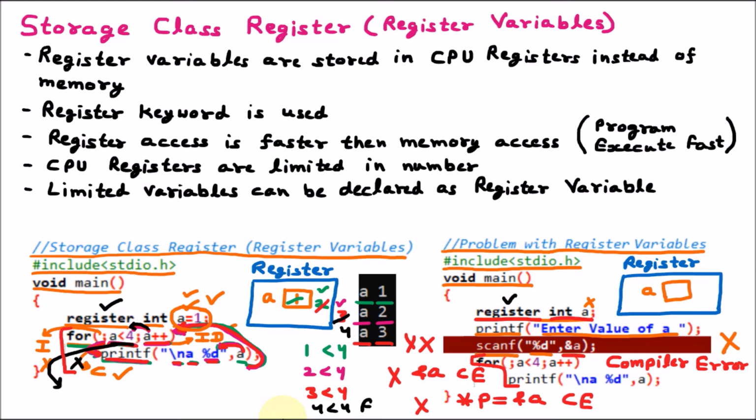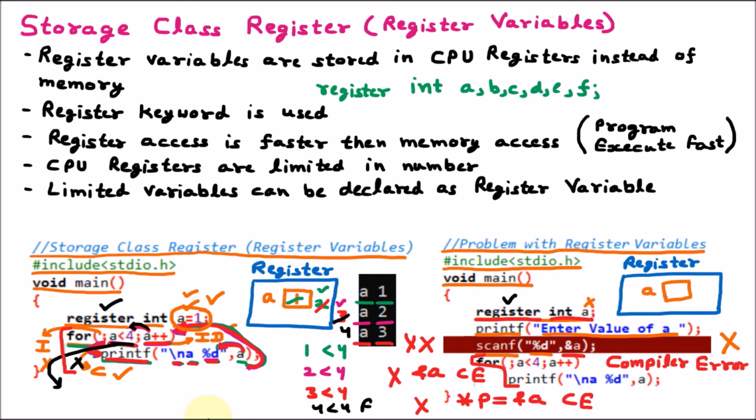Let us suppose that I write int, and before that I provide the keyword register. Then I declare multiple variables, let's say A, B, C, D, E, F. I don't have the idea how many variables can be declared as register because I don't have the configuration of the CPU. So here I have declared them. Now what will happen? How will the CPU behave?